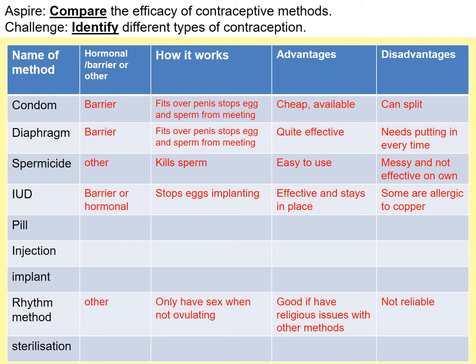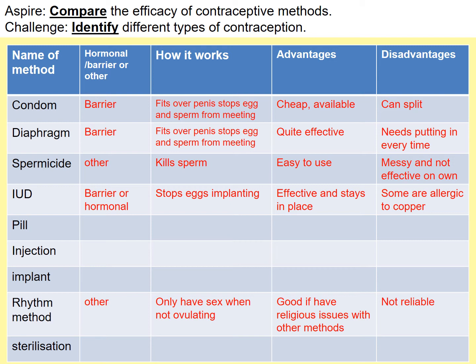So the condom is a barrier method. It fits over the penis and it stops the egg and sperm from meeting. Some of the advantages are that they're cheap and they're easily available. But the disadvantage is they can split and therefore they're not 100% reliable.